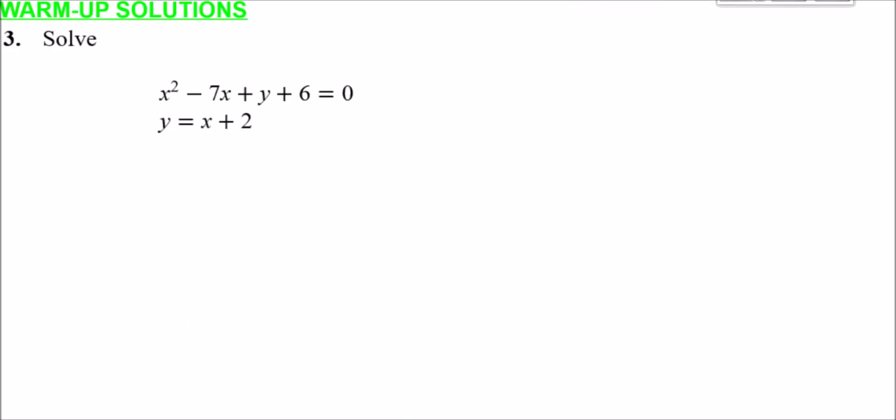Question 3. We've got one pair of simultaneous equations which we need to solve. So what we need to do here is to input y into the top equation. We know that y is x plus 2, so we can substitute this for y into the top equation. What we get there is x squared minus 7x plus y, which is x plus 2, plus 6 equals 0.